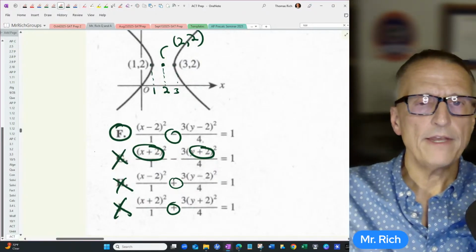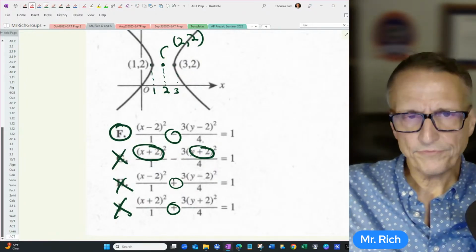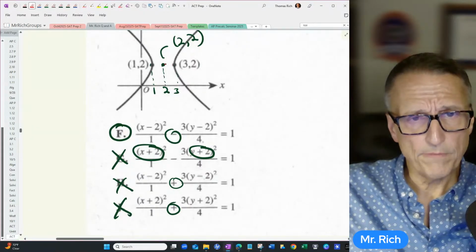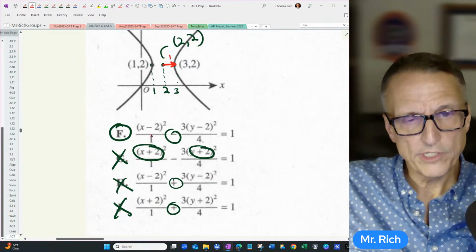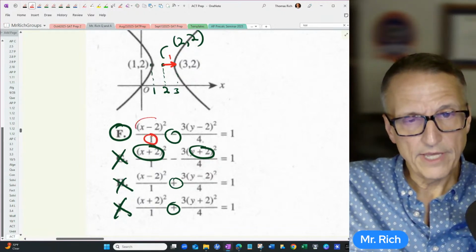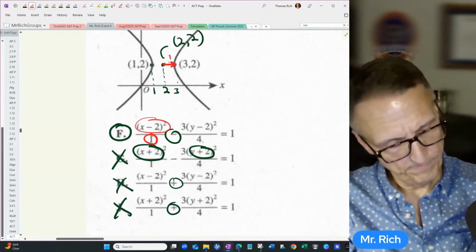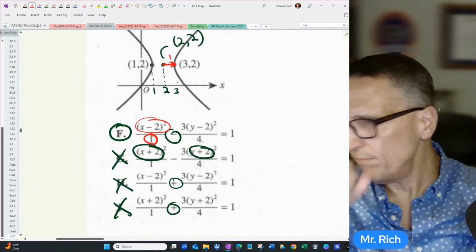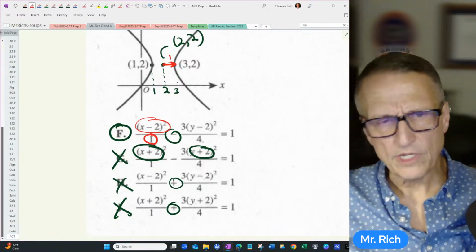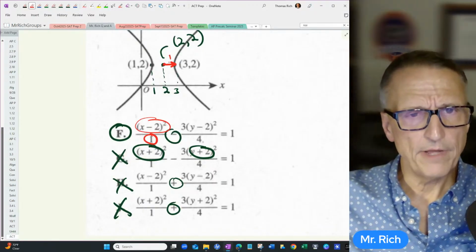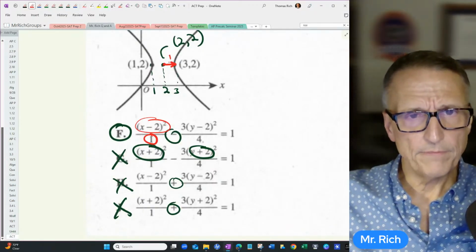All right. Now, notice the horizontal distance from the center out to the edge is 1. From 2 to 3 is 1. That's why there's 1 squared underneath the x, because that's the horizontal distance from the center out to the edge. So that is what the hyperbola looks like.